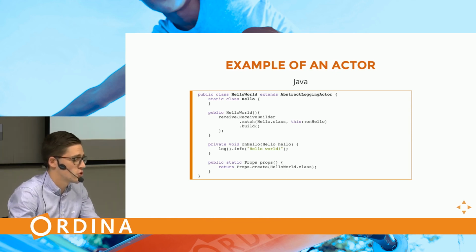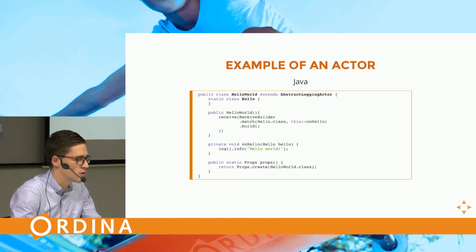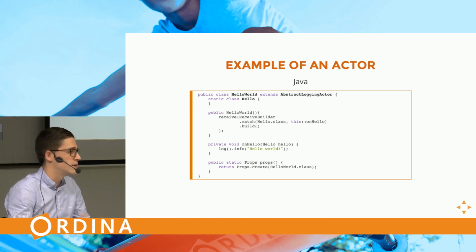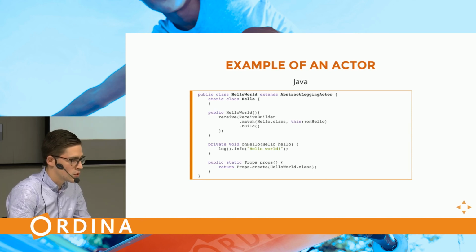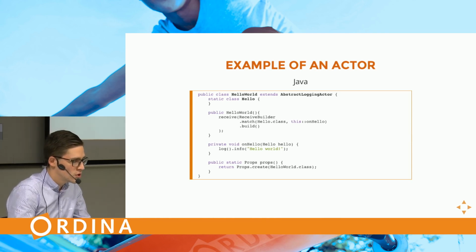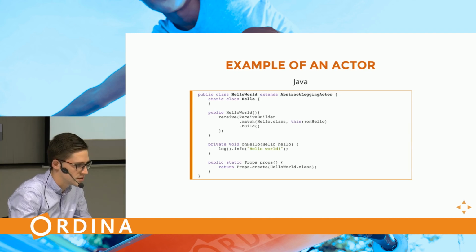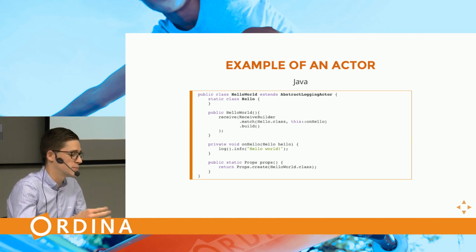In this example, it's just rather simple. It just creates a new instance of the Hello World class without any parameters. But if you would have a private string, for example, you would pass it also in the props method right here. And in the props method, it would just forward it to the Hello World constructor.